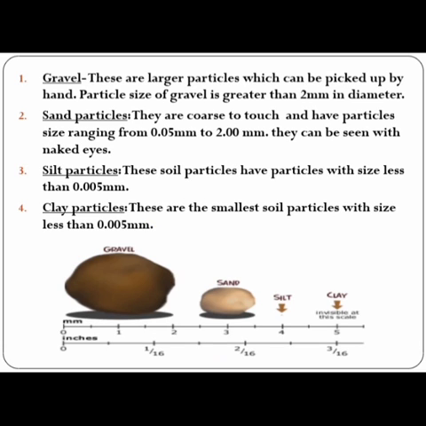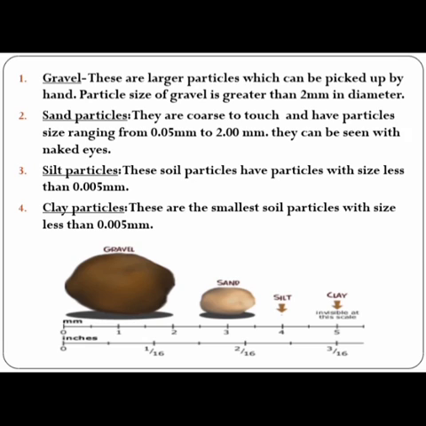Coming to the particles, as I said, it consists of gravel, sand, silt and clay. Let us see their size. Coming to the first one, gravel. These are larger particles which can be picked up by hand, so they are visible to the eye. The particle size of gravel will be greater than 2 in diameter. If you check the diameter of one gravel, it has approximately 2 diameter.